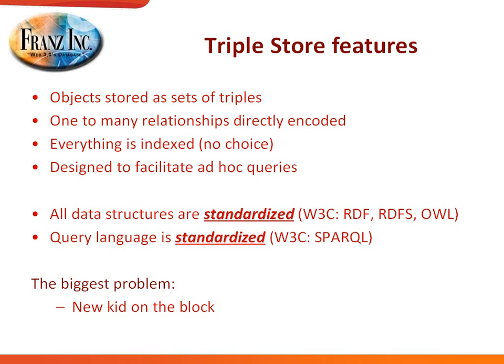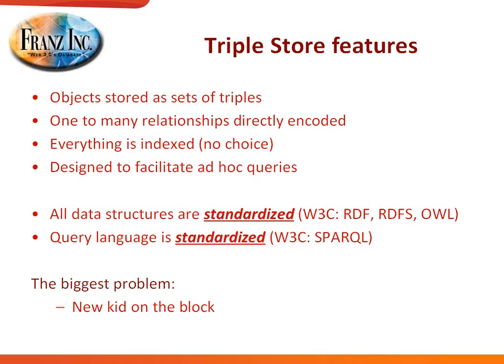And basically, triple stores are designed to make ad hoc queries a lot easier than with SQL. Fortunately, for triple stores, all the data structures are standardized by W3C. I guess most people in the audience will be familiar with RDF, RDFS, and OWL. And the great advantage is that you can take data from one triple store and put the data in another triple store, and it will just all work. And then there's a query language that is standardized, the language SPARQL. And again, the big hope is that like SQL, that will make it a lot easier to get adoption in the marketplace.